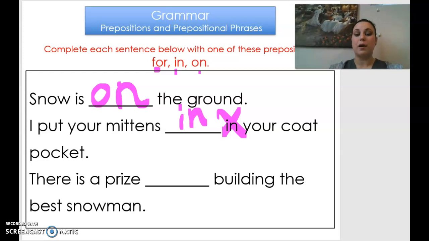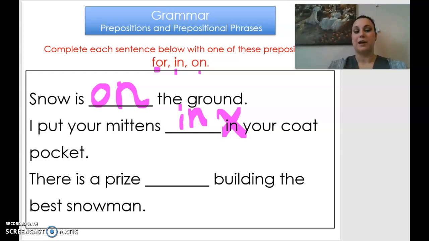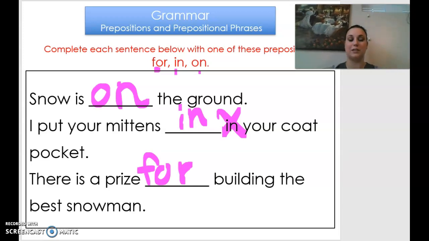There is a prize blank building the best snowman. There is a prize for building the best snowman, in building the best snowman, or on building the best snowman. The correct answer is for. So there is a prize for building the best snowman.